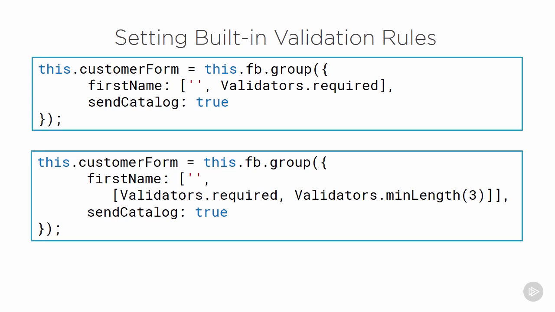Notice that we can mix and match these styles. The first name control uses an array because it has a validator. The send catalog form control specifies a simple default value because it needs no validator. So we can use the appropriate form control syntax for the requirements of each form control. Now let's set up some built-in validators.